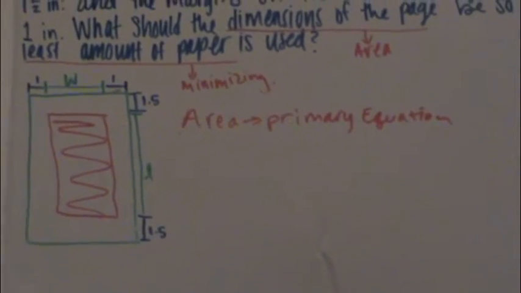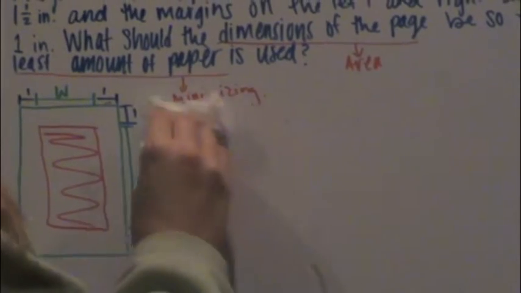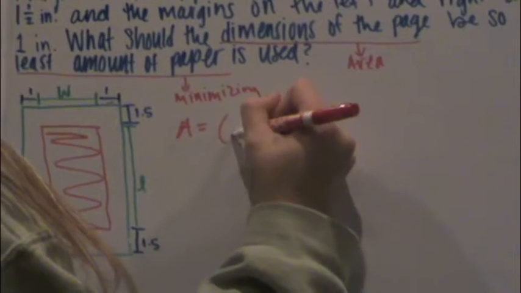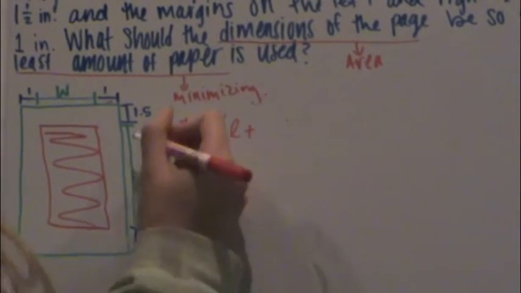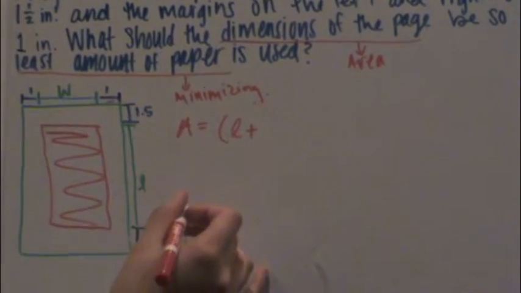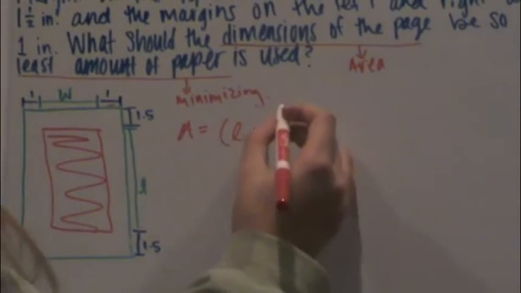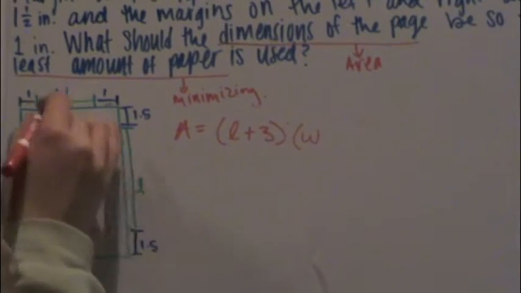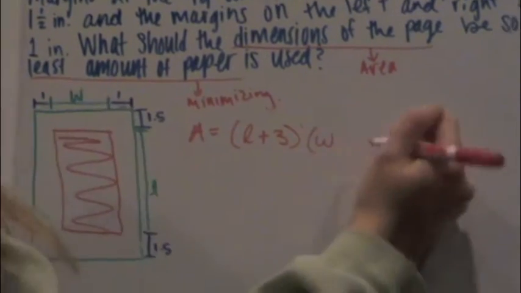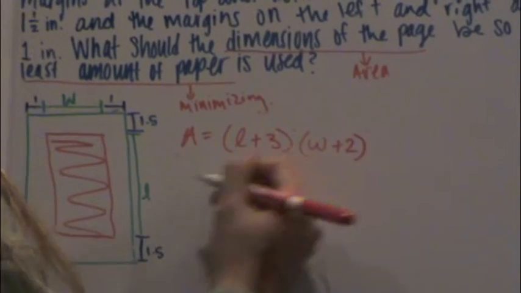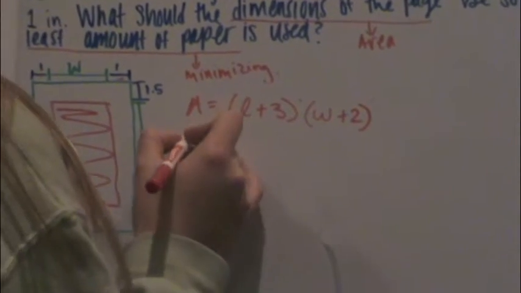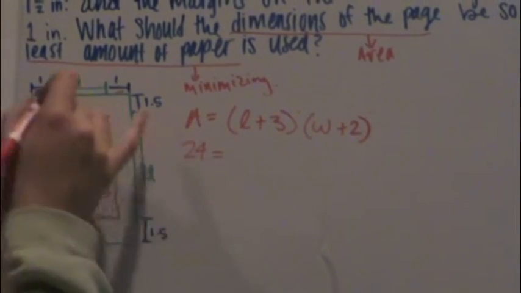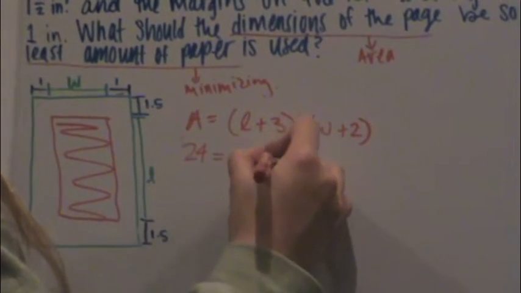So let's write the primary equation as A equals L plus 3, because we're adding the margins, since they're asking for the dimensions of the whole page, multiplied times W plus 2. And the secondary equation says that 24 equals just this L and this W, so L times W.